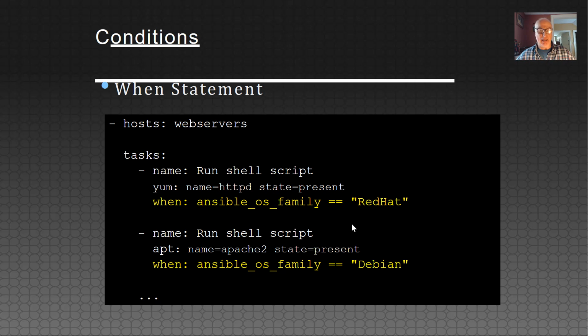If, on the other hand, in the gathered facts we see that ansible_os_family equals Debian, here we want to use APT. So this is a really classic use of a when statement that's easy to work with and very efficient for getting new stuff installed.